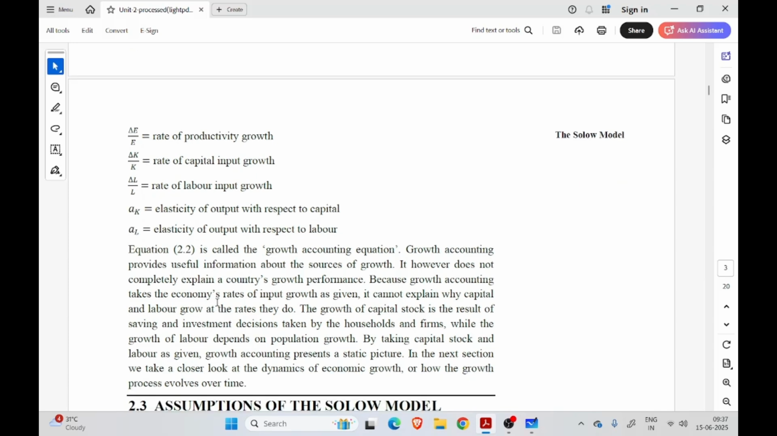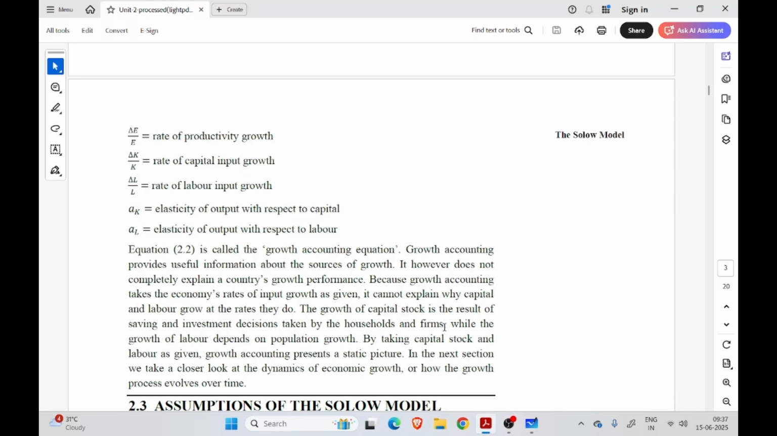Growth accounting provides useful information about sources of growth. It, however, does not completely explain a country's growth performance. Because growth accounting takes the economy's rates of input growth as given, it cannot explain why capital and labor grow at the rates they do.